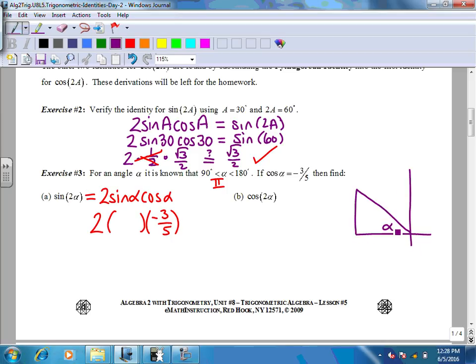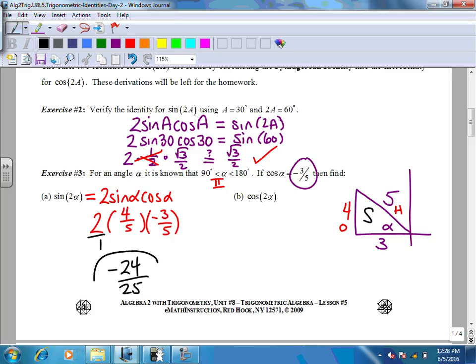Angle alpha. Cosine, which we were given, is adjacent over hypotenuse. By now you guys should know the 3, 4, 5 right triangle like the back of your hand. So sine will be opposite over hypotenuse. And because we're in the second quadrant, which is our S quadrant, sine will be positive. So I'm going to take that 2, put it over 1, and that's where you get negative 24 over 25.